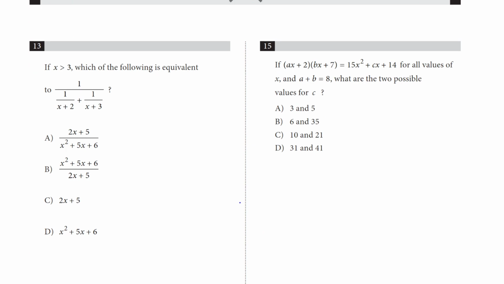If x is greater than 3, which of the following is equivalent to this monstrosity? Okay, well, this is going to be the same thing as 1 over, I need to take common factors, so this is x plus 3 times x plus 2 over each of these.